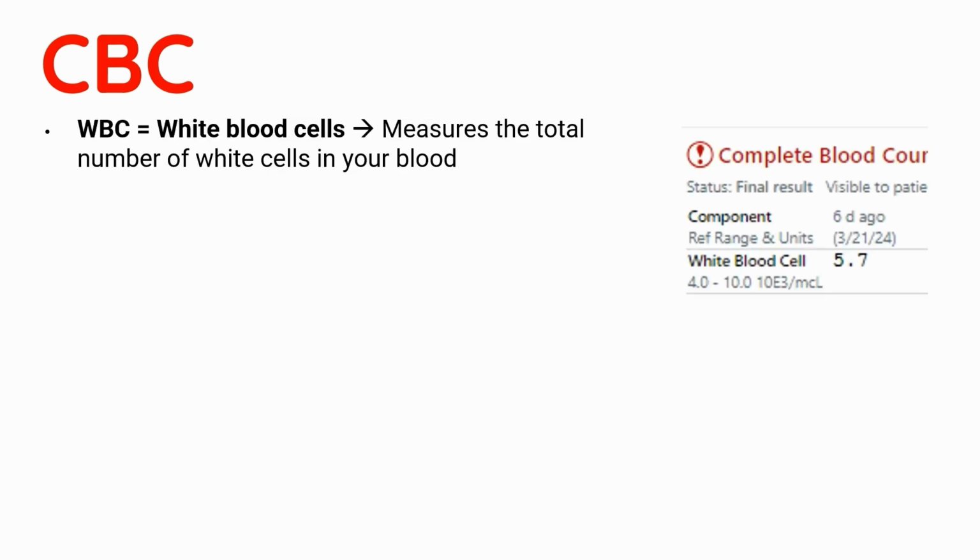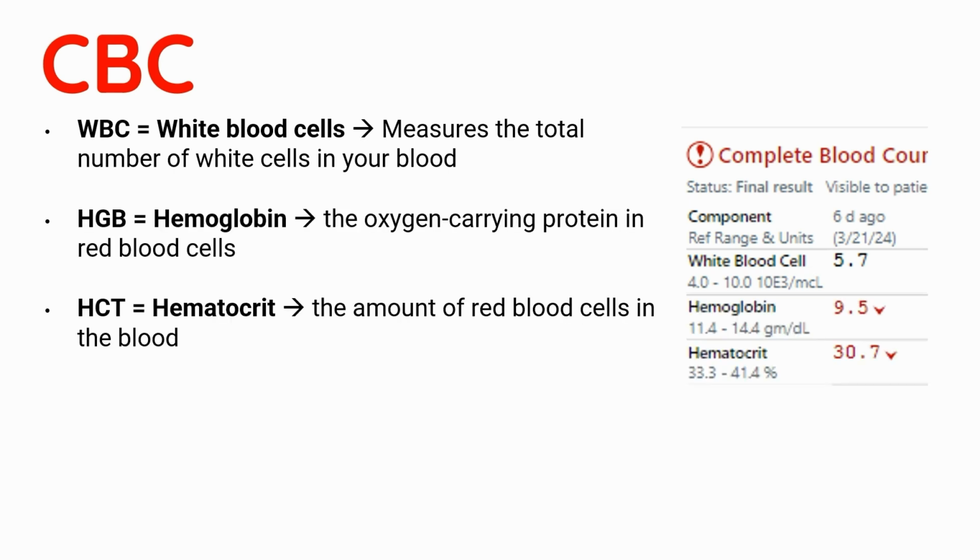So back to our CBC, when you get the result, you're going to see multiple test names, and I put an example here on the right of how it might look. And so there are 4 major values that we're generally tracking. The first that is usually listed is WBC, or white blood cells. So this is measuring that total number of white blood cells that we talked about in your blood.